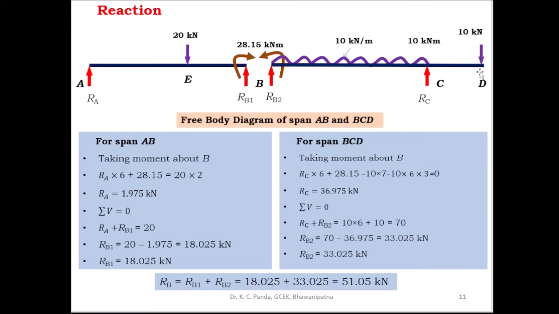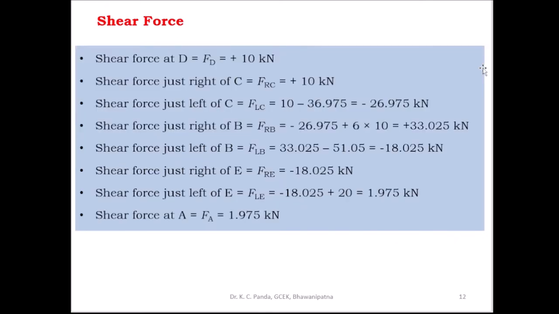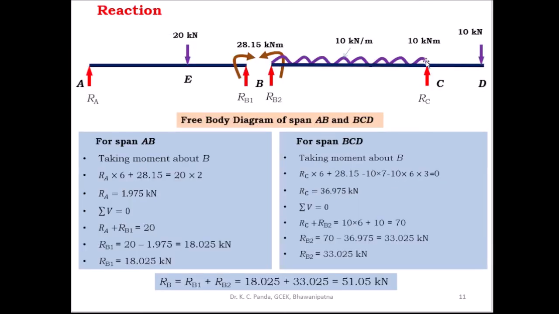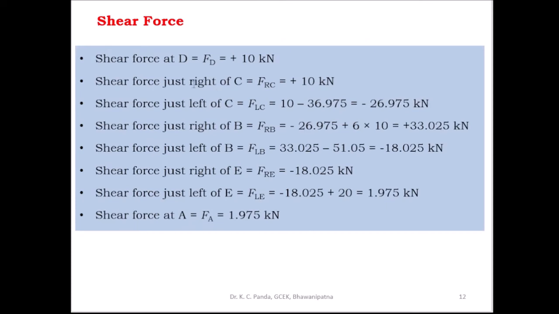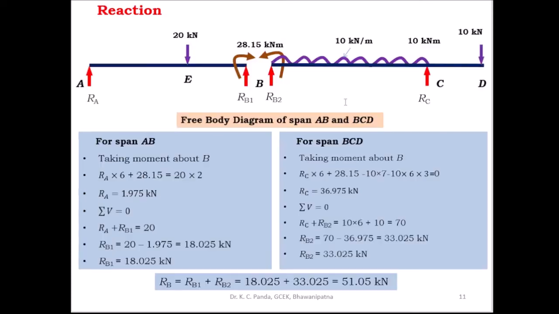So the shear force at D, that is right side downward force, that is positive. So shear force at D is equal to 10 kilonewton. Shear force at D is equal to FD, that is equal to 10 kilonewton. Then shear force just right of C, so this remains constant. Shear force just right of C, FRC is equal to plus 10 kilonewton.